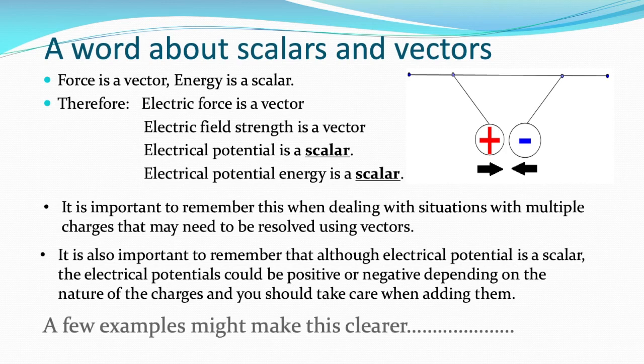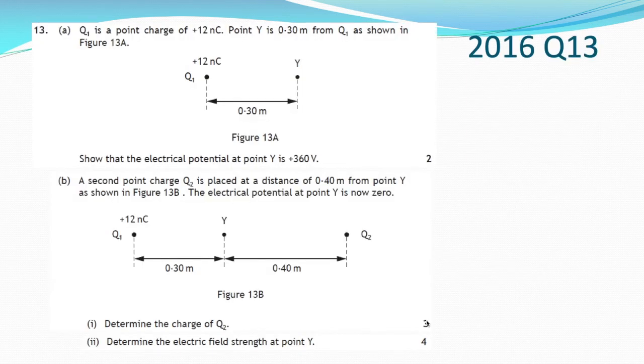I think a few examples might make this a bit clearer. Right, here's the past paper question from the 2016 paper. This is question 13. So it says 13a, Q1 is a point charge of 12 nanocoulombs, plus 12 nanocoulombs. It's a positive charge, so positive potential around that charge. Point Y is 0.3 meters from Q1 as shown in figure 13a, and we have to show that the electrical potential at point Y is plus 360 volts.